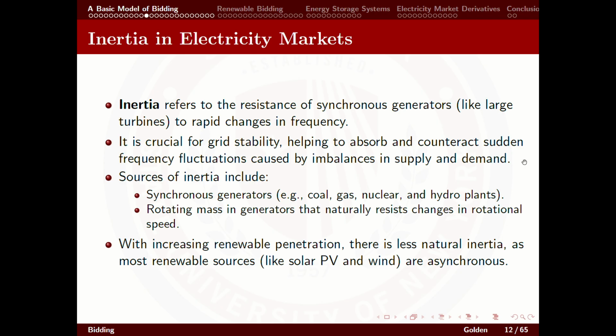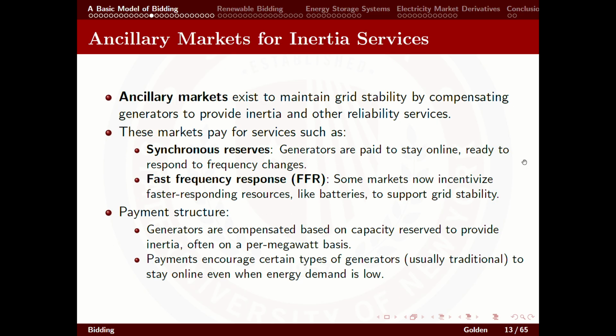So sources of inertia include synchronous generators like coal, gas, nuclear, and hydropower plants. Wind can also produce inertia, but it's not dispatchable. And then you have rotating mass generators that naturally resist changes in rotational speed. And then with increasing renewable energy penetration, there's less natural inertia, which creates problems.